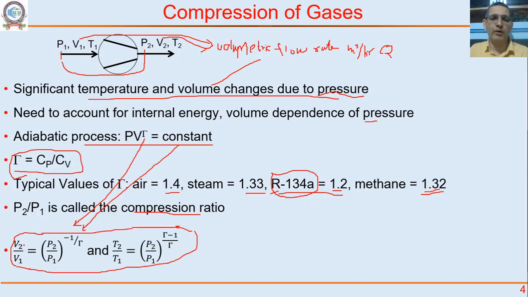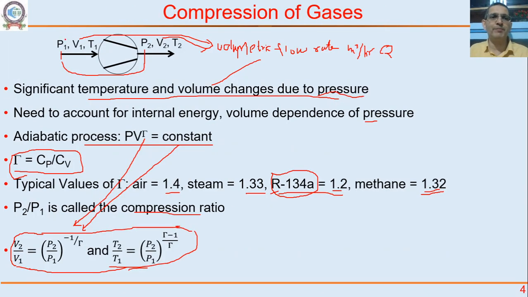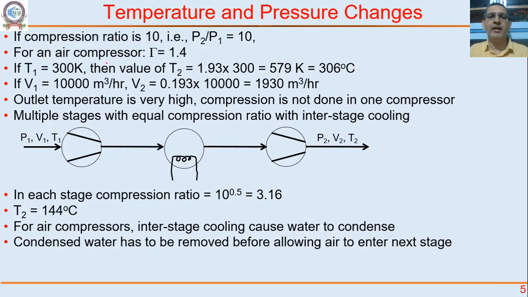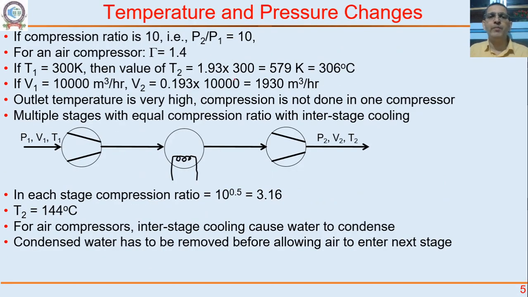The first relationship is straightforward. It is just coming from this PV raised to gamma. The second relationship requires you to use the ideal gas law along with this relationship. Okay, so if a compression ratio is 10, let's say P2 by P1 is 10, which means I have atmospheric pressure as P1, and reactor pressure where I'm supplying air is, let's say, 10 atmosphere, and we have an air compressor, so gamma is 1.4. So if T1 is 300, you will find, if you go based on this expression, find out the answer for yourself, that T2 will be 579 Kelvin or 306 degrees centigrade.